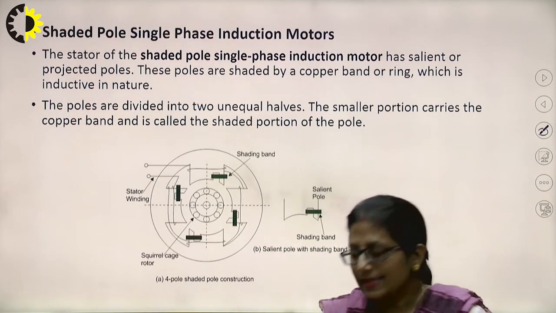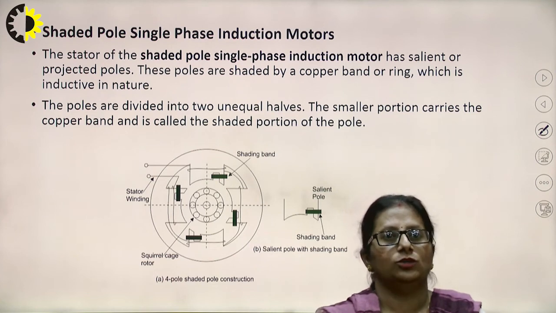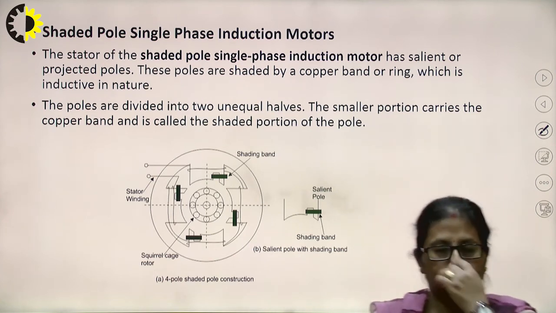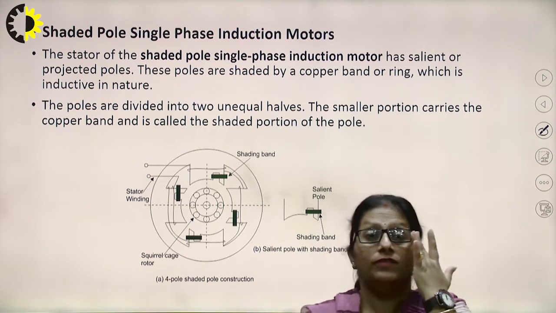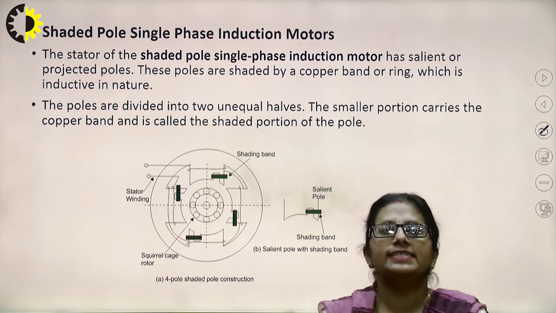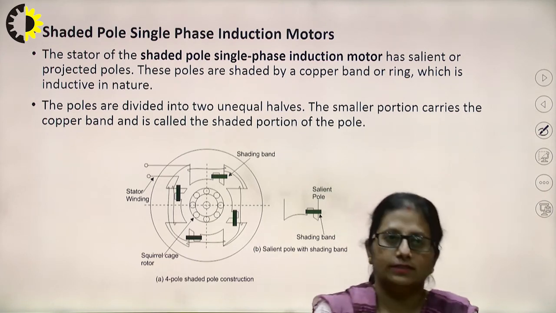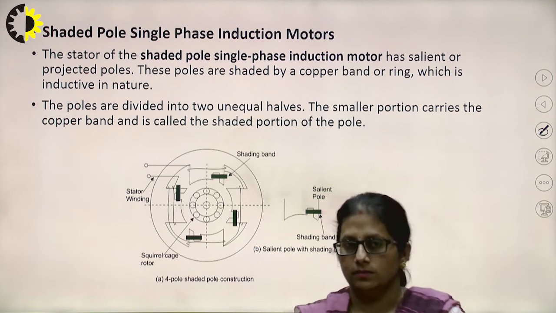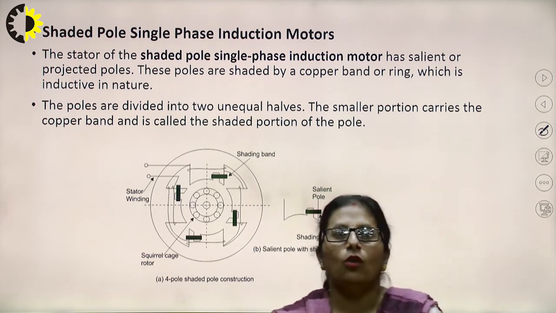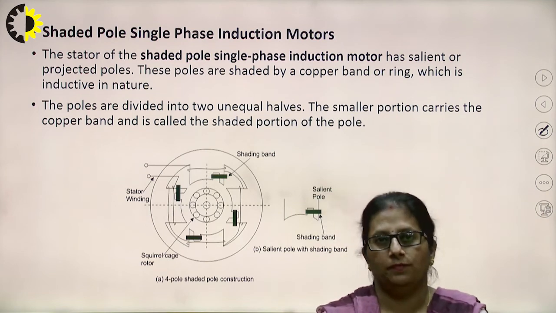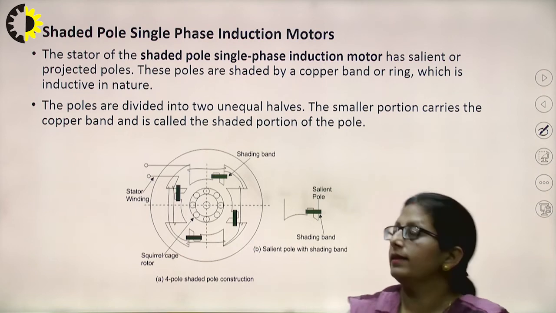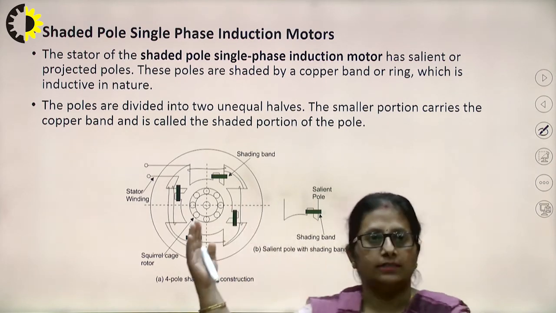Coming to the last kind, that is the shaded pole induction motor. Now, this is a different induction motor compared to what we have just discussed. We have discussed till now the induction motors in which the phases have been split either by using the resistance or by using the capacitor, right? But here what is being done is the stator of the shaded pole induction motor has salient or projected poles, right? So, what can be seen is the poles are projected outwards.